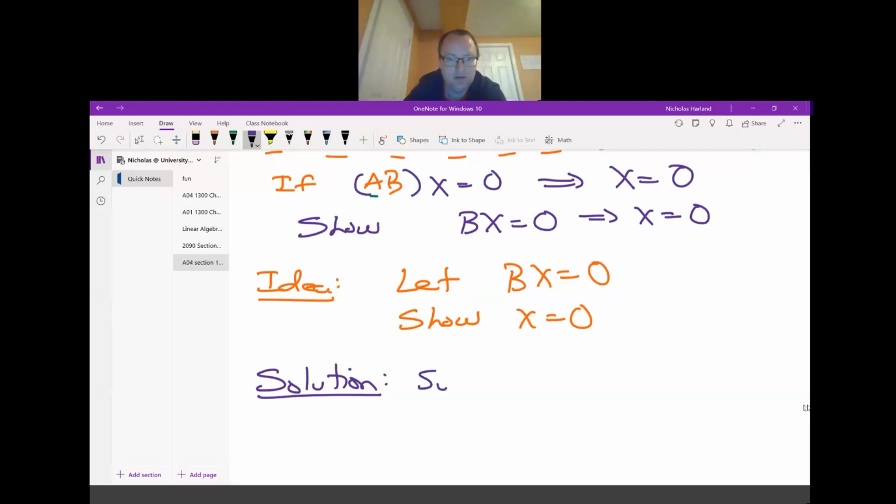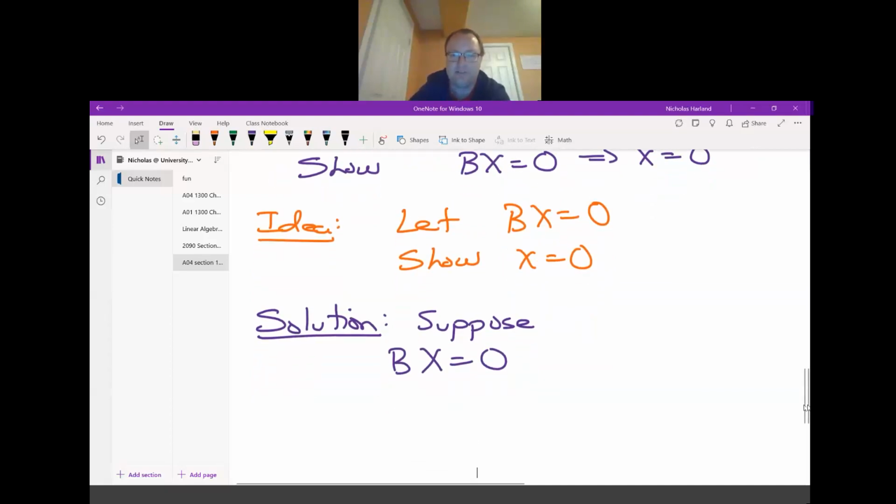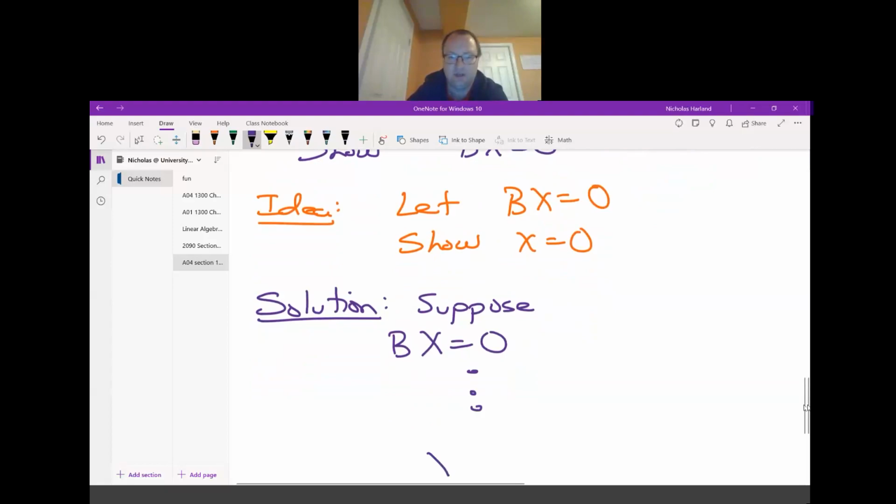So suppose bx is equal to 0, and our goal is to perform some steps and show x is equal to 0. Now, what is the one thing that we know? We don't know if b is invertible, but what do we know? We know AB is invertible. That's the only thing that we know. A times B is invertible. We don't know if B is invertible, but we do know A times B is invertible.